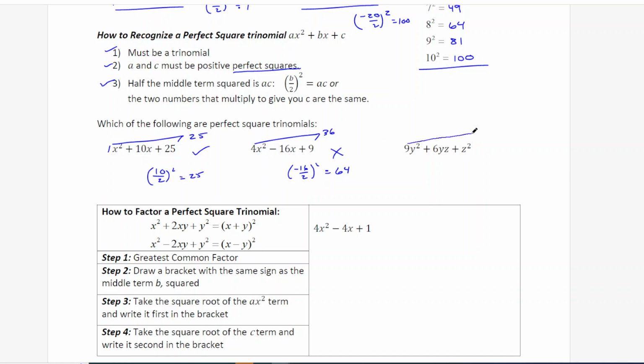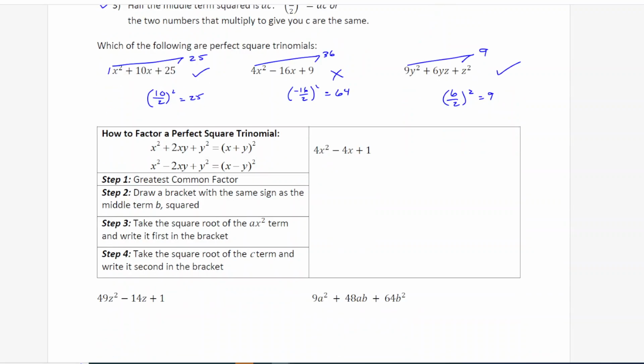And then same thing here. AC is 9. Is that half the middle term squared? Yep, I'm all good. So that's one way of testing if they are perfect square trinomials. It's the way that they teach in chapter 5, getting you ready for something that we're going to do in chapter 8. But there is another way to check as well, which I'll show you in a second.